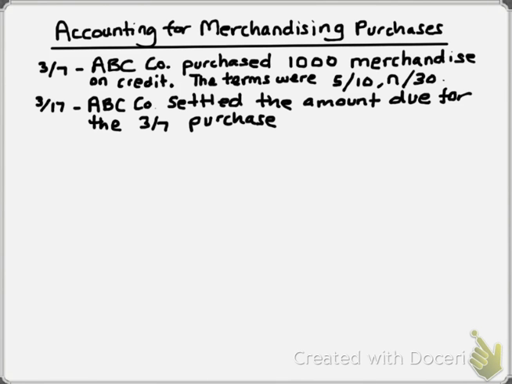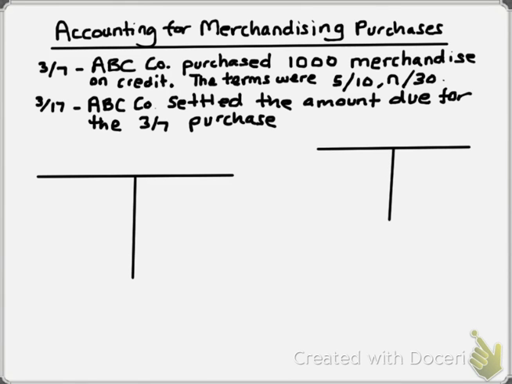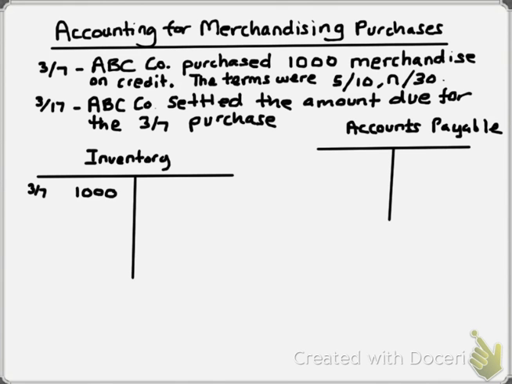It says on March 7th, ABC Company purchased $1,000 of merchandise on credit. The terms were 5/10, n/30. Then on 17th of March, ABC Company settled the amount due for the 3/7 purchase. First, let's go ahead and do the transaction, how we would record it on March 7th. On March 7th, you know that the accounts affected by this transaction are inventory and accounts payable. Inventory is going to be debited for $1,000 and accounts payable is going to be credited for $1,000. Next, let's move on to March 17th.